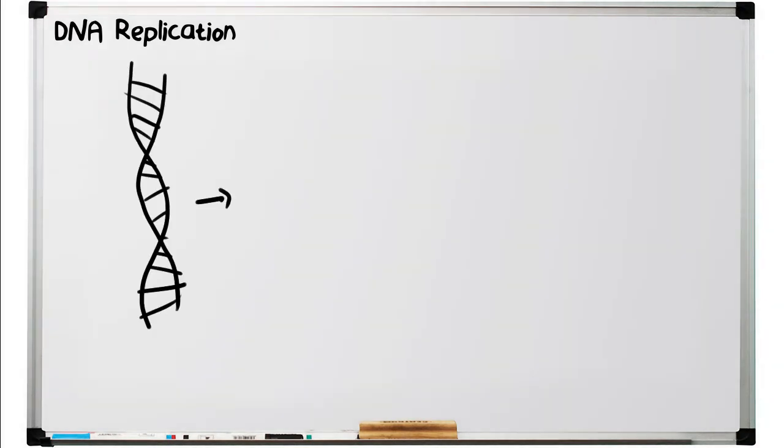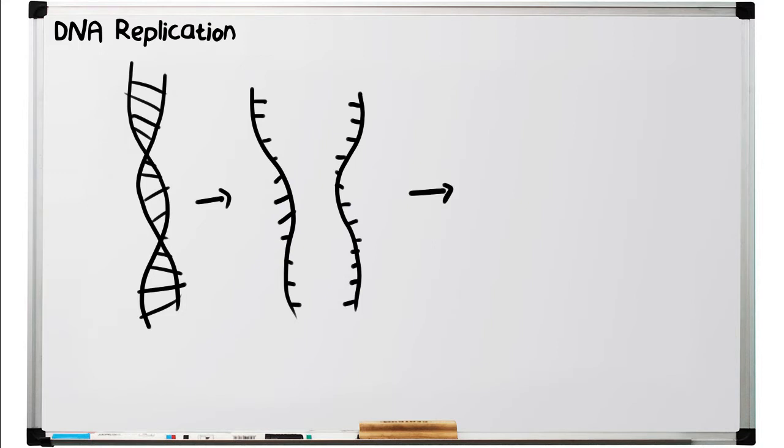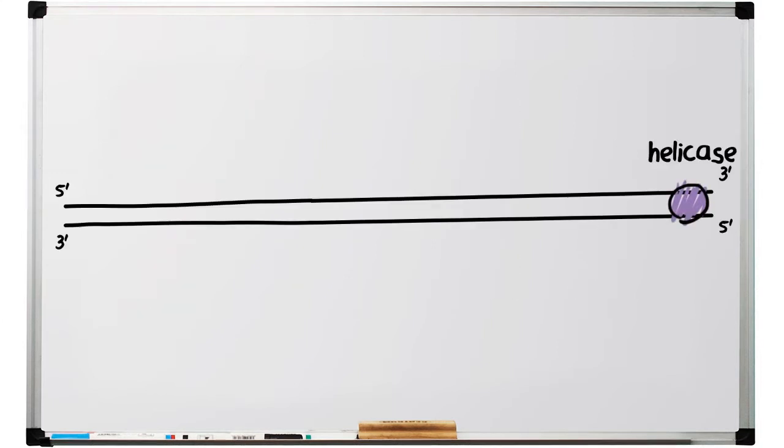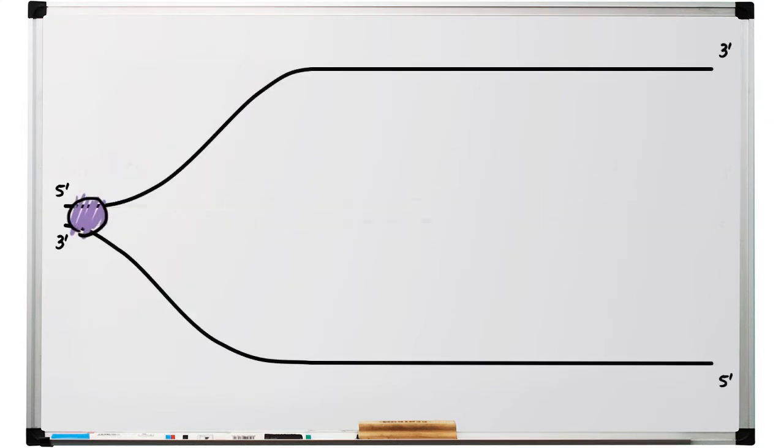The separated strands each provide a template to create a new strand of DNA. An enzyme called primase starts the process. This enzyme makes a small piece of RNA called the primer. This marks the starting point for the construction of the new strand of DNA.